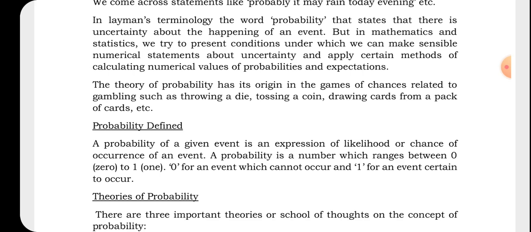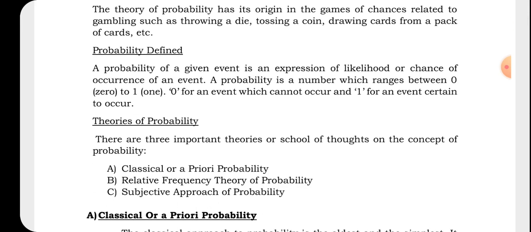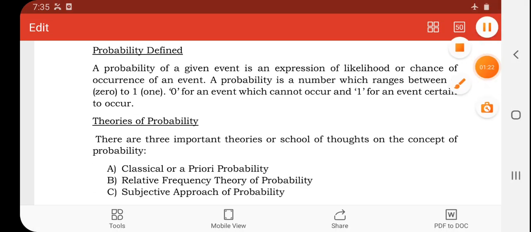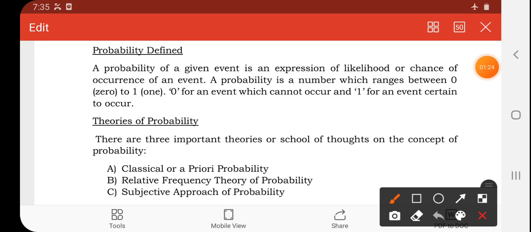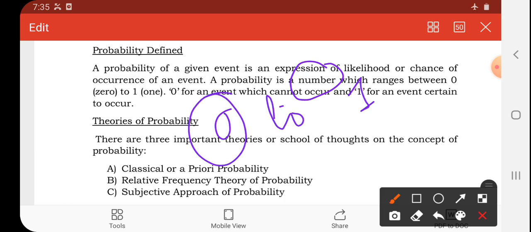How is this term probability defined? Let us see. Probability is generally a number which varies between 0 and 1. Probability tells you about the chances of occurrence of a particular event or non-occurrence of a particular event. It assigns a value which ranges between 0 and 1. If 0 comes, it means that the event will not occur at any cost.